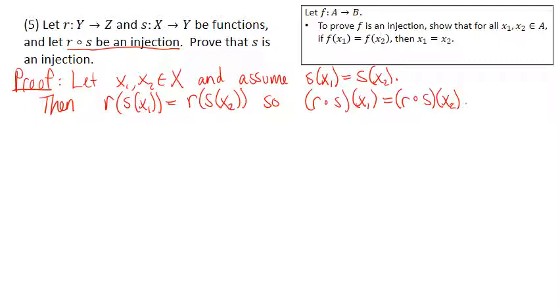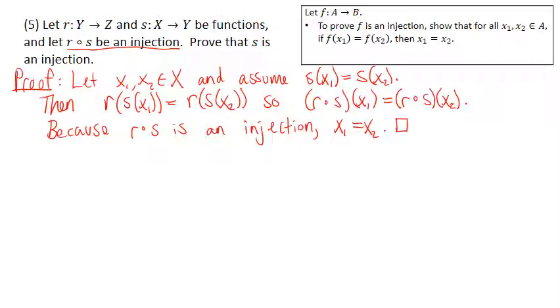Okay, and now what can I do? Well, I know that R composed with S is an injection. So whenever an injection has the same output, it must have been because it had the same input. So because R composed with S is an injection, that implies that x1 equals x2. And that's it. I showed that x1 equals x2. So S is an injection. Okay, so that was everything from Appendix A, and now let's look at some questions from Investigation 21.